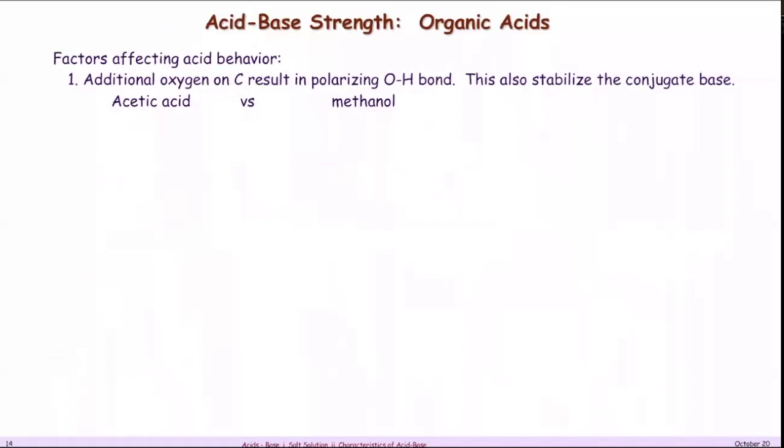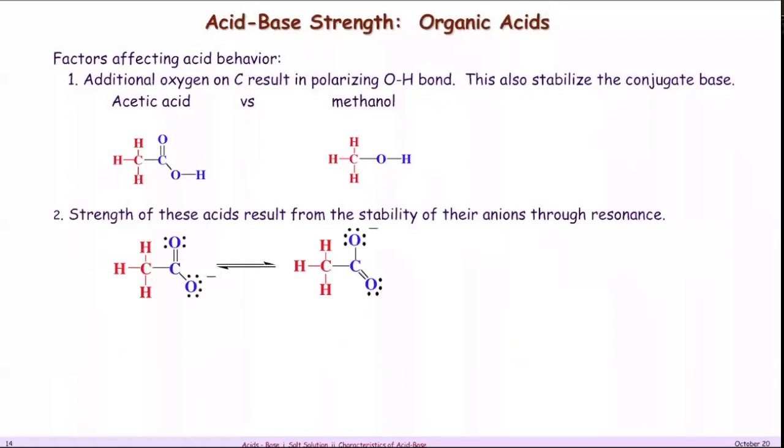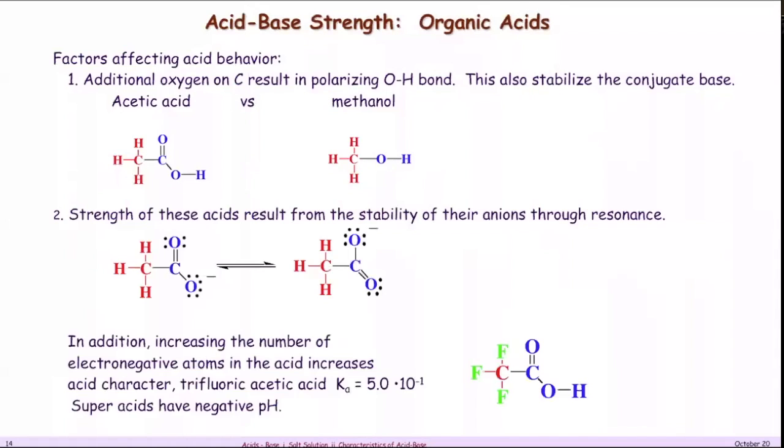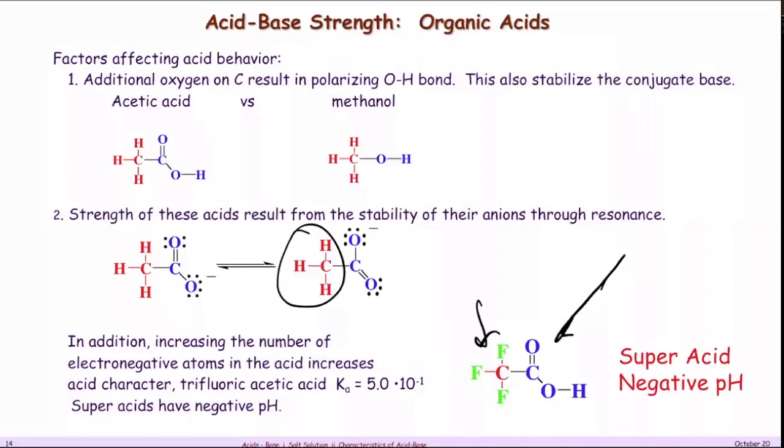So that's all I really want to talk to you guys about. Here we just talk about superacids. Look what happens when I change that hydrogen to fluorine. Those are really electron withdrawing. This is what we call trifluoroacetic acid. That acid is so strong, it's not readily available because it's a superacid. That thing has a negative pKa, negative pH. So that's all I want to talk to you guys about.